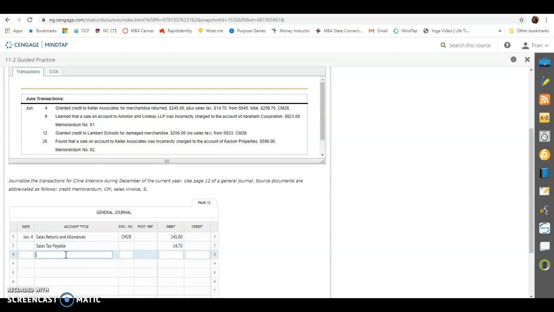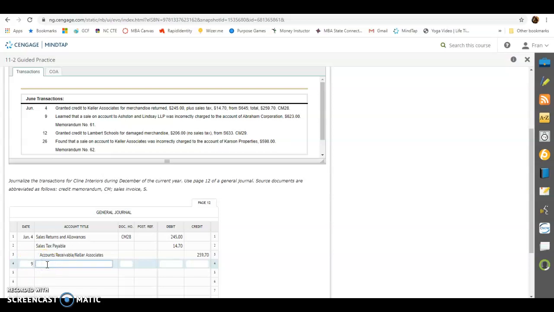And then the last one is accounts receivable / Keller Associates. And that's going to be for the entire amount, which is $259.70. All right, let's move on to the next transaction, which is June the 9th.